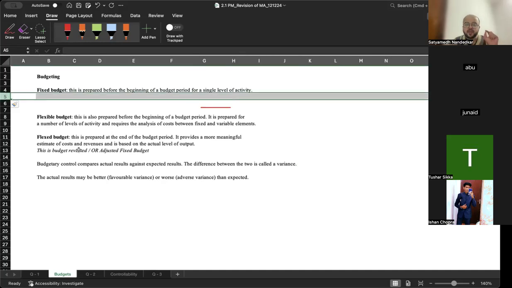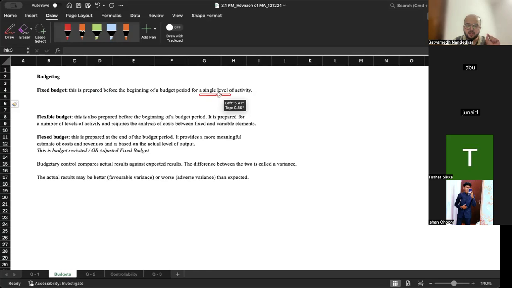Say for example, I prepare a budget assuming that I will produce 1 lakh units of a particular item in the upcoming year. Now the number is fixed at 1 lakh, and I make all my comparisons with reference to that 1 lakh only. So even if my actual number achieved was 90,000 units of output or 1 lakh 10,000 units of output, I still make all the comparisons with reference to that 1 lakh units only. So fixed budget is static. What does the word static mean? Something that does not change.